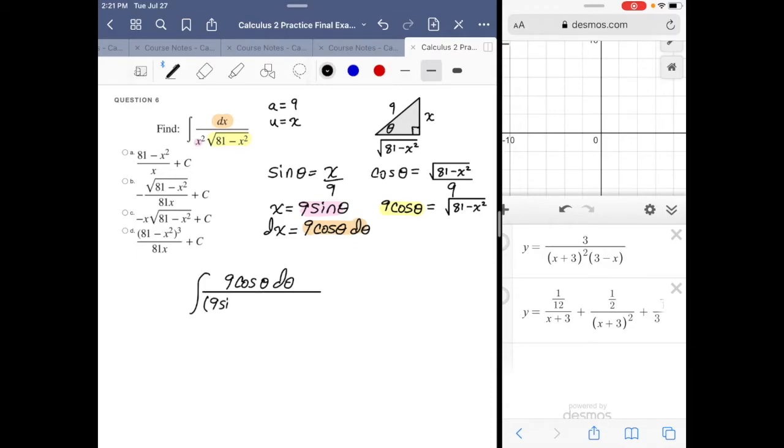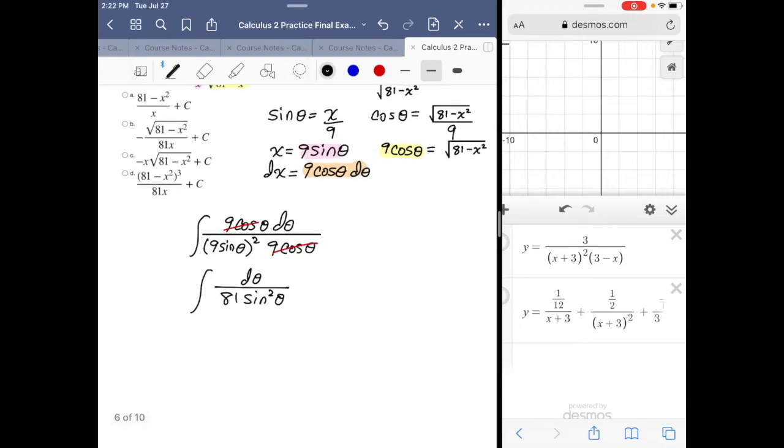All right, so 9 sine theta, because that x is squared, and then we'll have a 9 cosine theta. Simplify, nice cancellations here. d theta over 81 sine squared theta. So we're looking at 1 over 81 cosecant squared theta d theta.